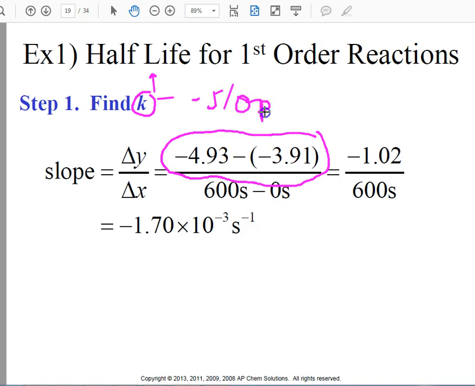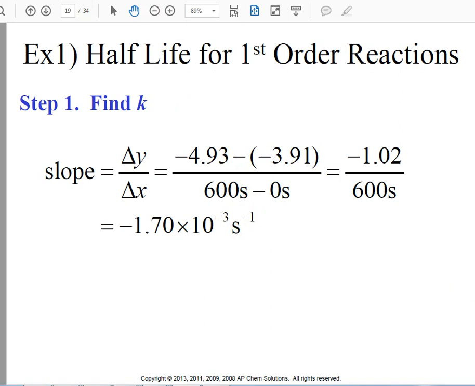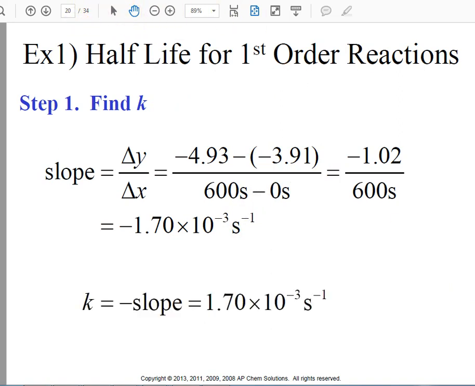So we're finding the slope. So the change in y, using those values they gave me, over the change in x. So 600 seconds was our time, and then our change in y was 1.02. So our slope, as they calculated it, was negative 1.70 times 10 to the third, and then the units for first order is seconds to the negative 1. Now, that is the slope, but K is equal to the negative slope because K is always positive. So even though the slope's going down, your K value is positive. So there's our K value for this reaction.